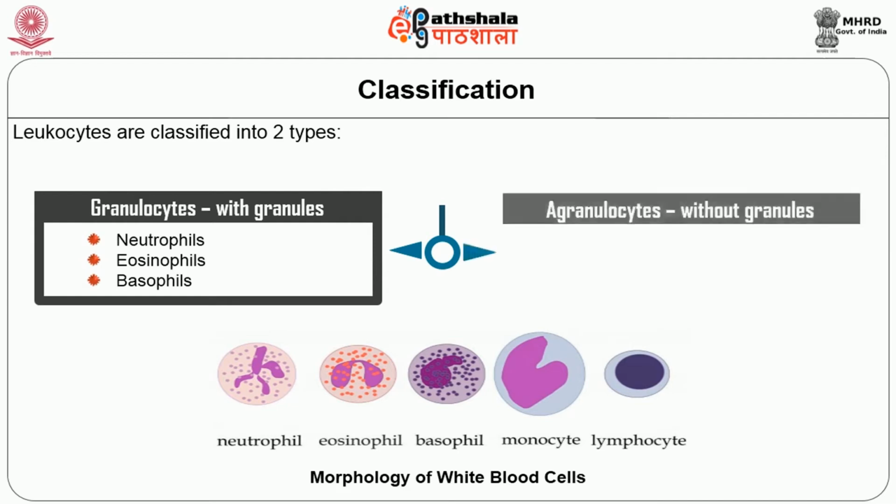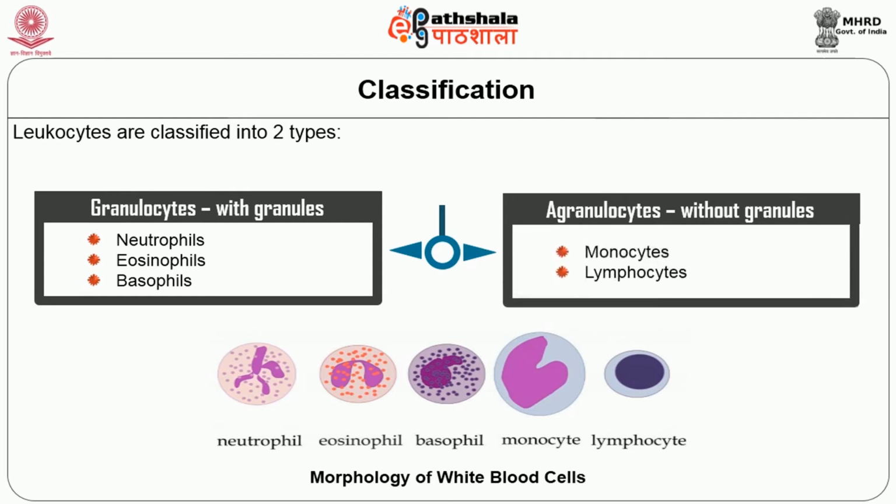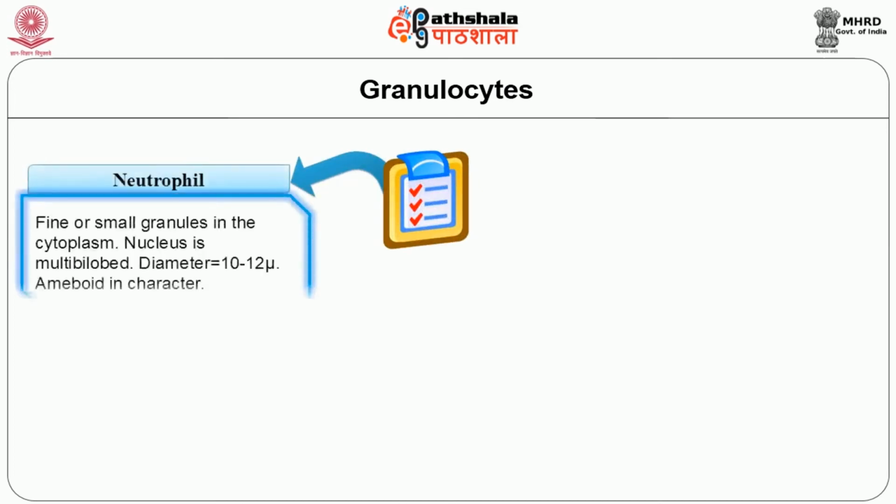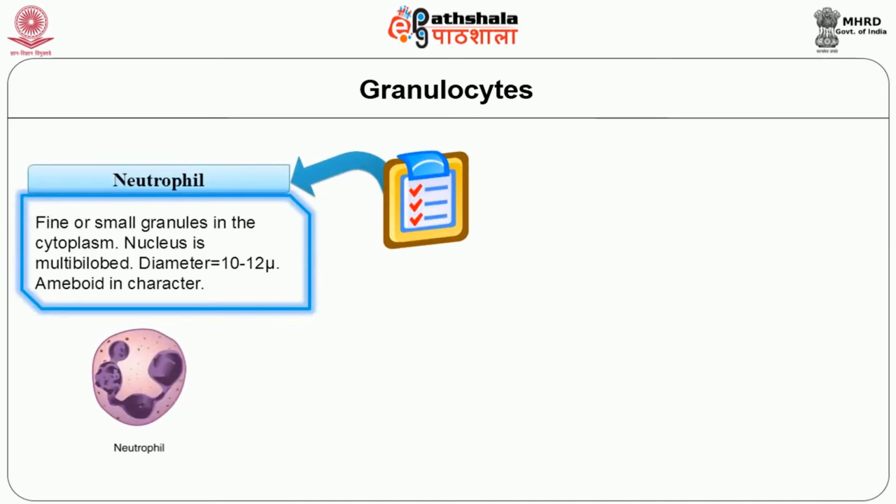Agranulocytes, which do not have granules in the cytoplasm, are the monocytes and the lymphocytes. Now, what are the granulocytes? Coming to more details about them, the neutrophils, which are also known as polymorphs, have fine or small granules in the cytoplasm. The granules take up acidic as well as basic stains.